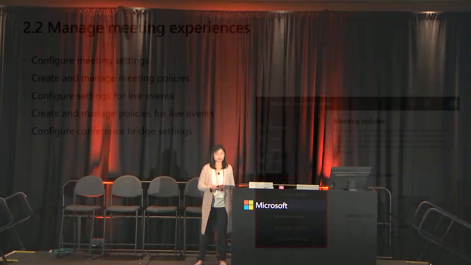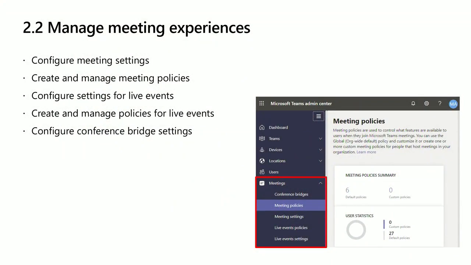So the next one is manage meeting experience. These are all about the settings for meeting and live event. So things such as whether to allow anonymous users to join the meeting, whether a user can give or request control, or what is the user experience while dialing into the conference bridge. These are all the features you can customize based on business requirements. So let's take a look at each setting.